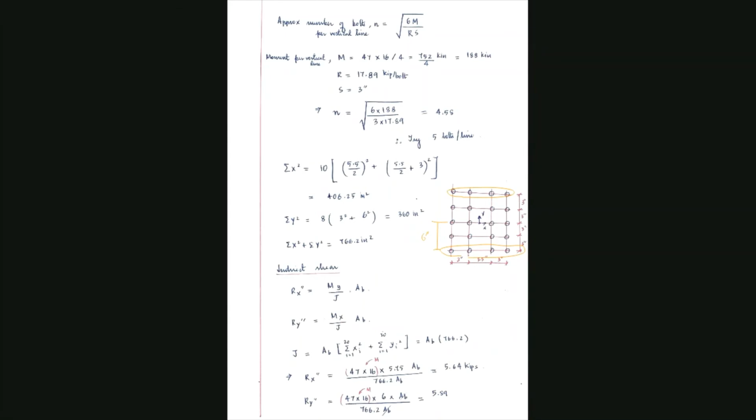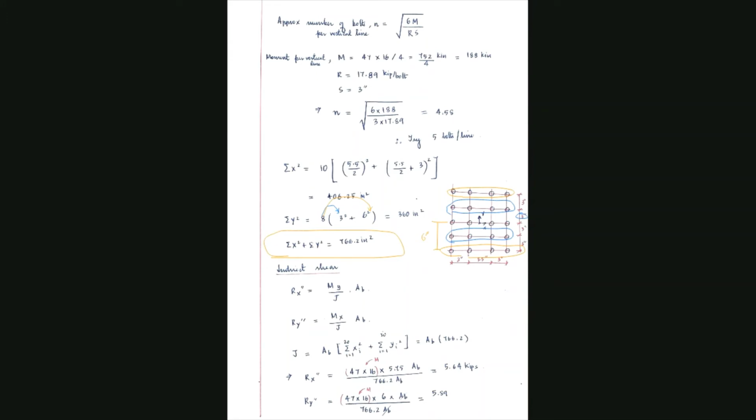And similarly, you have another 8 of them, these 4 and these 4, separated by a distance of 3 inches. So it is 8 times 3 square for these bolts, and 8 times 6 square for these bolts. So you get a total of 360 inch square. So the sum of squares of these distances will turn out to be 766.2 inch square. Is this clear?